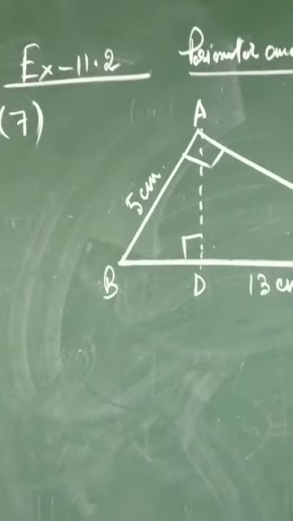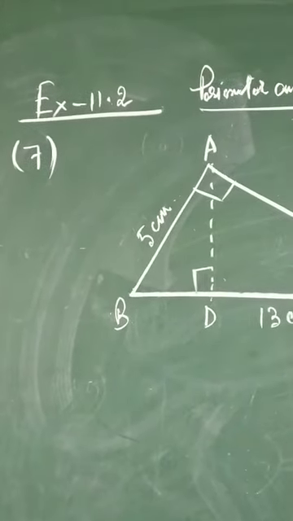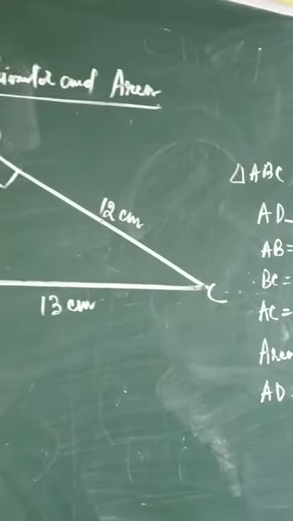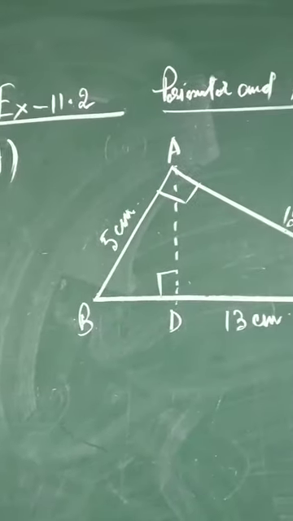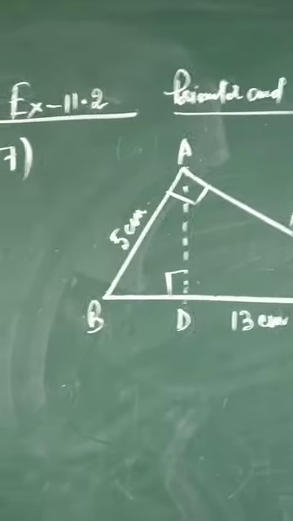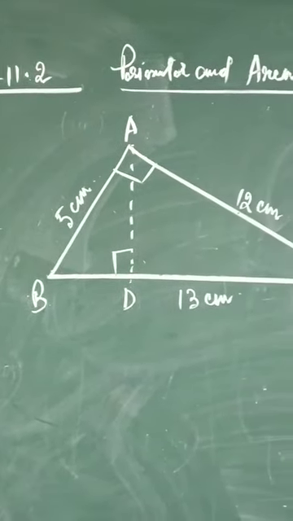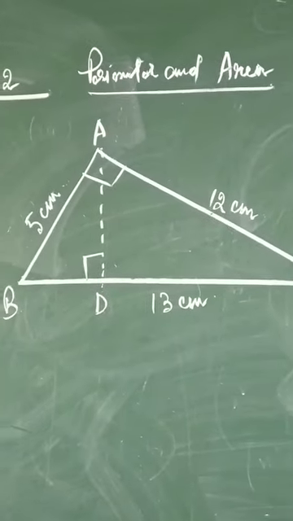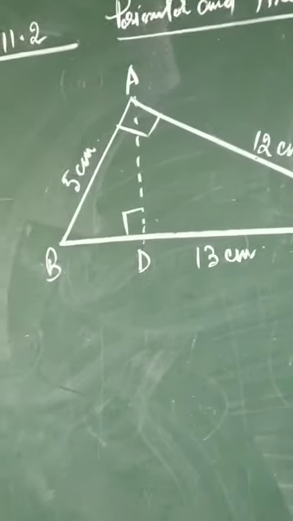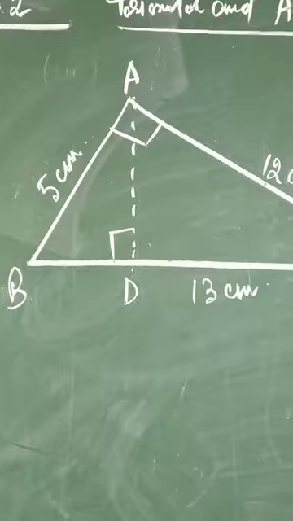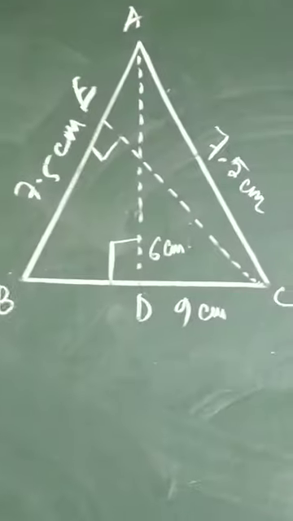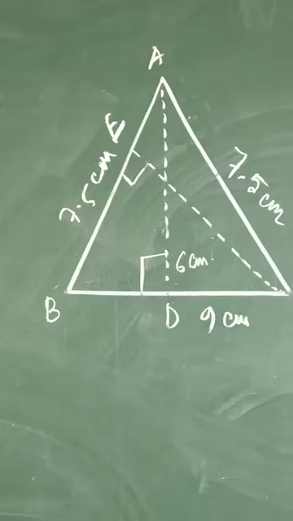This is Saivalsis speaking. Children, we are going to deal with the last two questions of exercise 11.2 of the chapter Perimeter and Area. The last two questions are of area of triangle. I have written the two questions on the board. Here are the diagrams of question number 7, and here is the diagram of question number 8.